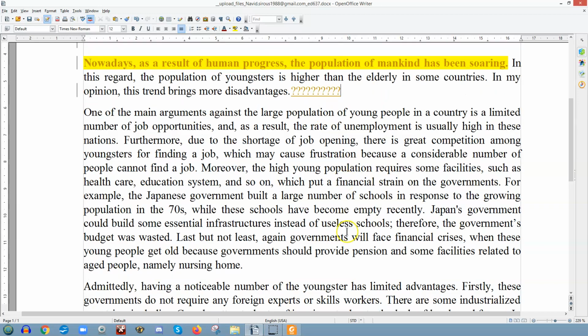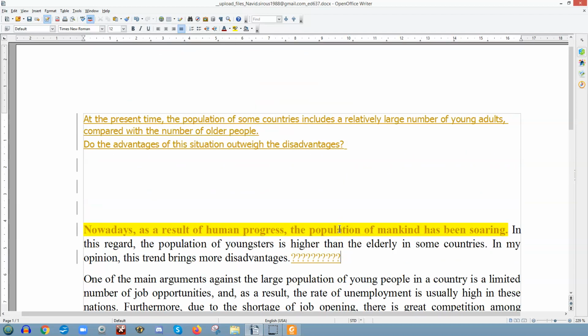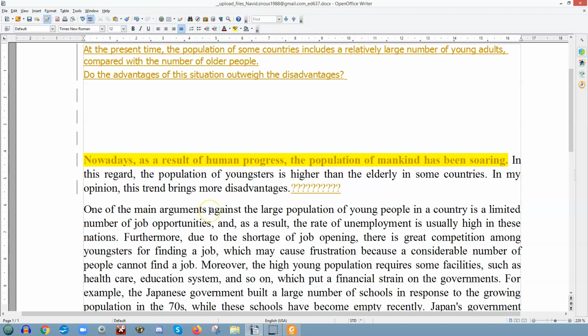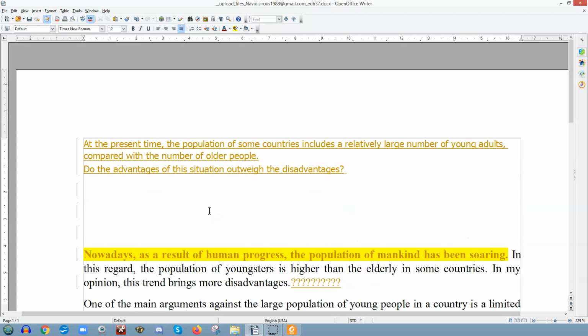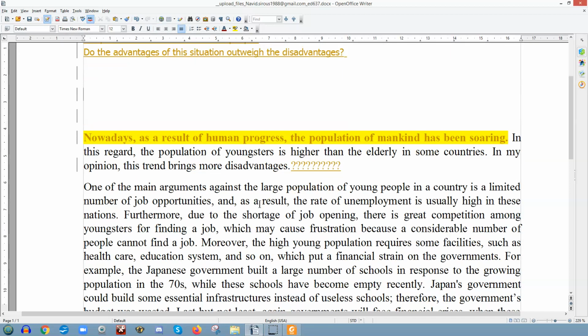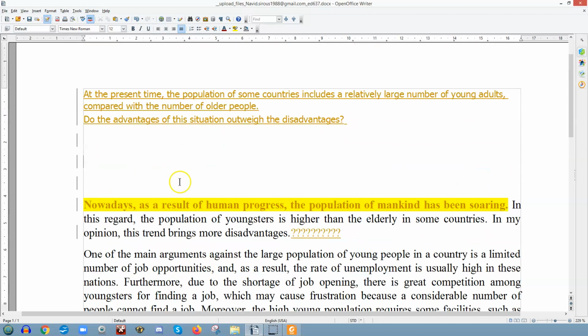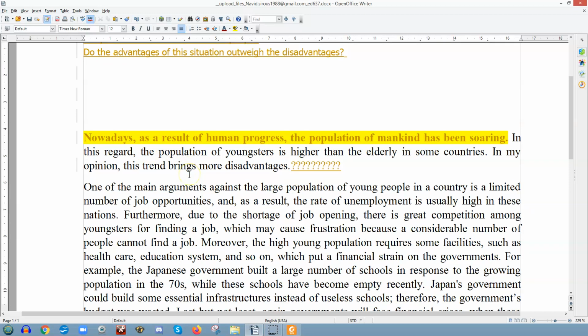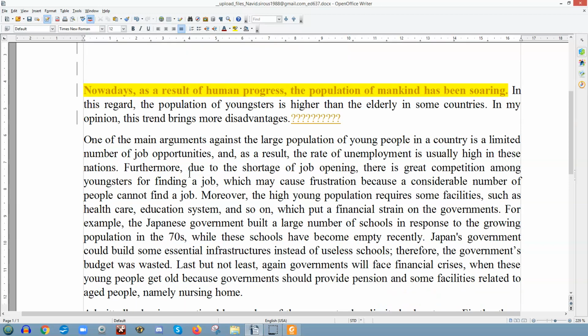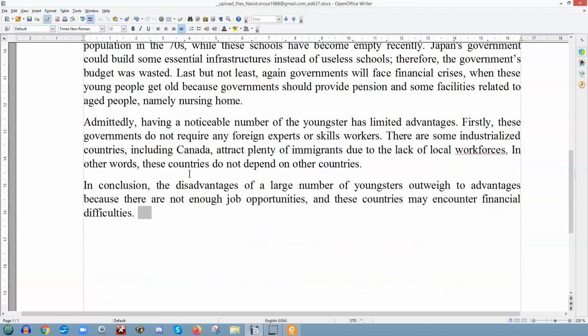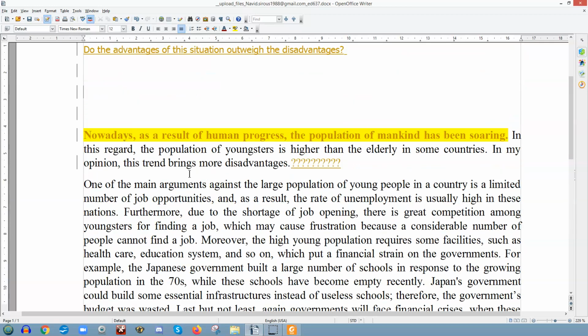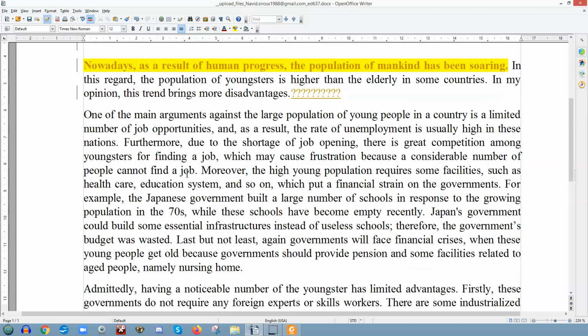Okay. "One of the main arguments against," well, it's not an argument against. It's not asking, should we have a large population of young people? It's not about that. This is a situation. In some countries, there's a lot of young people compared with older people. Do the advantages of this outweigh the disadvantages? So here you say this trend brings more disadvantages. Okay, so let's have a look. But you would need to have advantages and disadvantages and show which side is the stronger side.